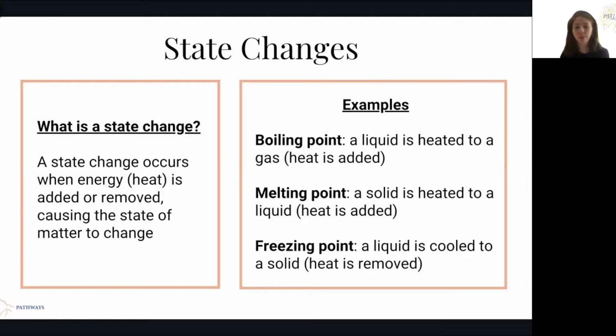A really good example of freezing point would be when ice is formed, right? Because water starts as a liquid and then you put it in the freezer, you wait a little bit, and then it'll form this solid that's called ice.